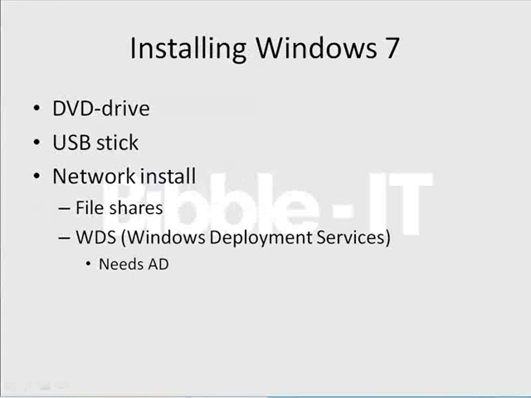So installing Windows 7, there's three main ways of installing Windows 7: either using the DVD that you bought in the shops or a DVD you've created yourself from a download edition of Windows 7, via USB stick, and I'll show you how to create a bootable USB in the next part, or installing it over the network, either from file shares or using a tool such as WDS, Windows Deployment Services.